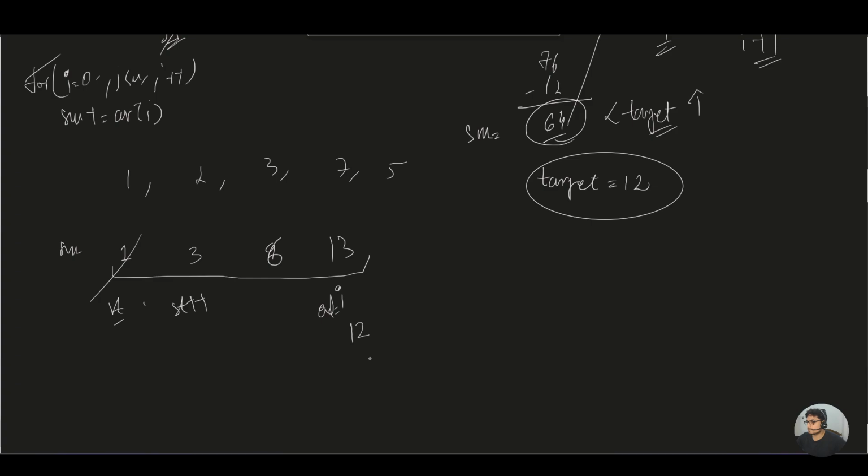So 13 minus 12 will give you 1, right? 13 minus 1 will give you 12, right? And you can clearly see this 12 is greater than or equal to the target. So that means this is my first subarray, right?